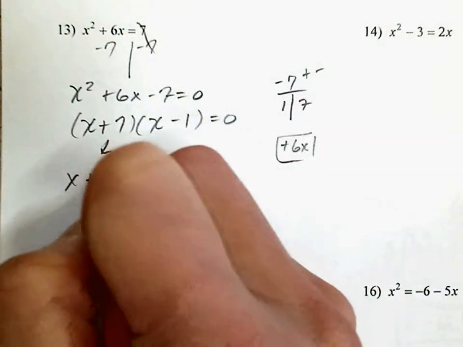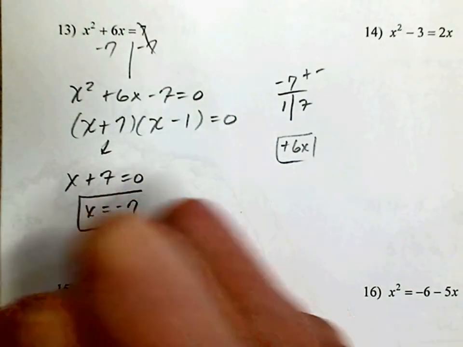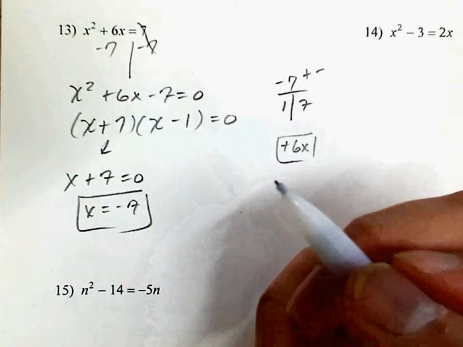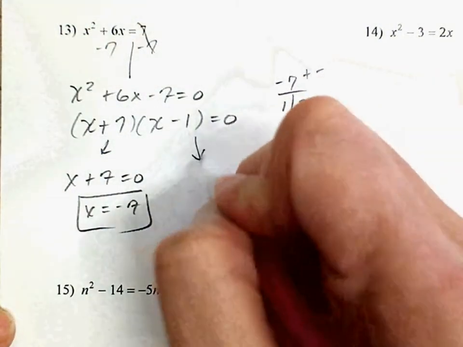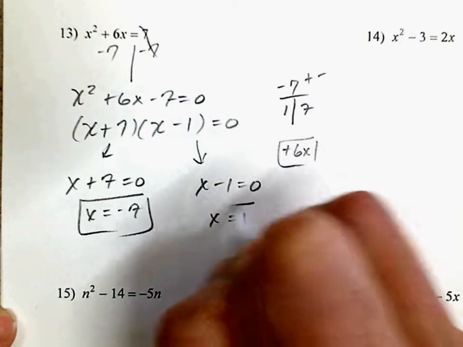Set each one equal to 0. So x is equal to negative 7. I'm going to skip the minus 7 on both sides because I know you guys can do it. So x minus 1 equal to 0. X is equal to 1.